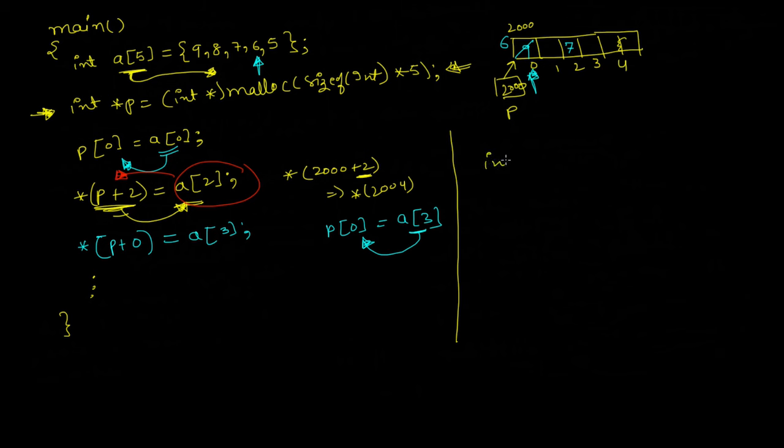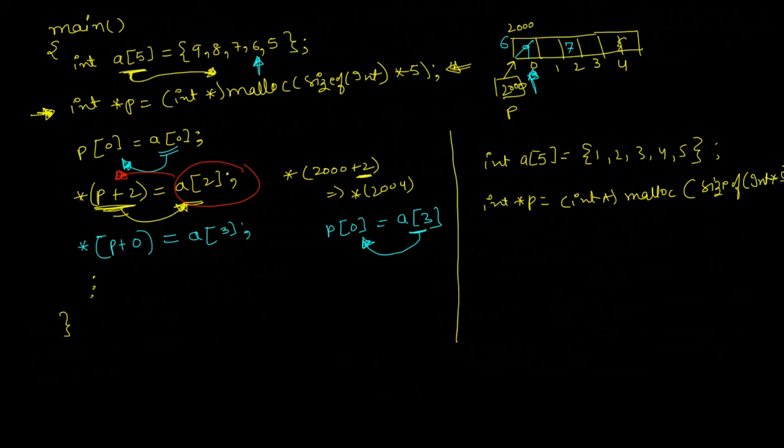Now let us see the difference between these memory allocations. If I write int a[5] = {1, 2, 3, 4, 5}, this is the first array a, and then I write int *p = (int *)malloc(sizeof(int) * 5). Let us suppose we have these declarations. In the first declaration, if I do a = a + 2, I am trying to change the address which is stored in a. If we visualize it, this is your array a with multiple index locations, and a stores the base address of this array.